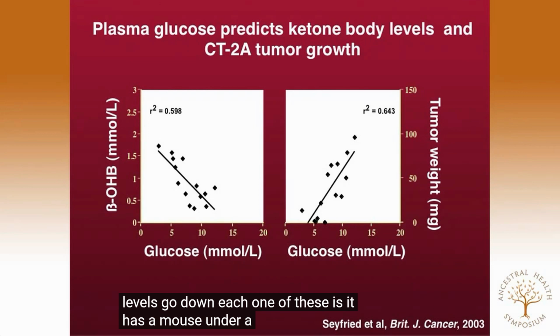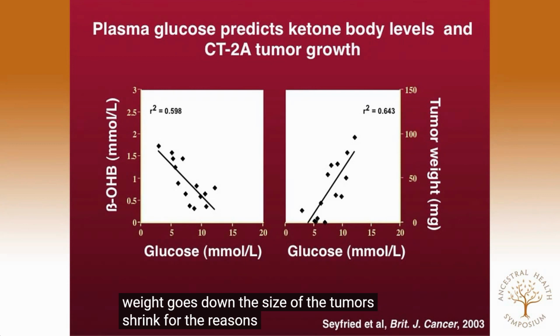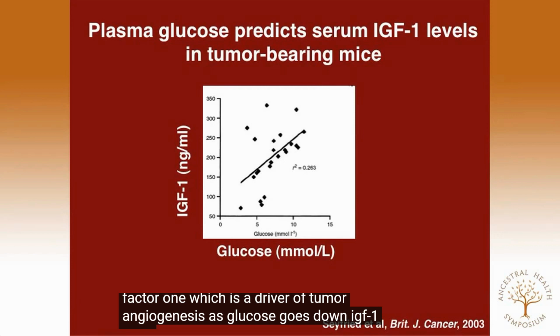Ketones go up. This is an evolutionary conserved adaptation. As glucose goes down, tumor weight goes down. The size of the tumors shrink for the reasons that I've said. We've also seen a correlation between glucose and IGF-1, insulin-like growth factor 1, which is a driver of tumor angiogenesis. As glucose goes down, IGF-1 goes down, and the corresponding signaling cascades associated with that hormone go down.